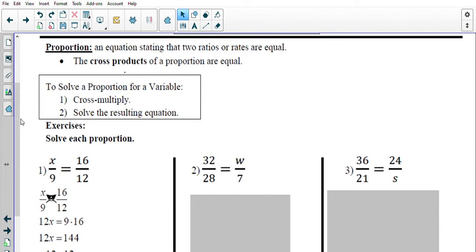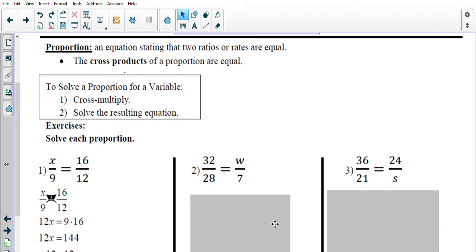This helps us because if we're given a proportion, like the examples 1 through 7 down below, and we have a missing value in that proportion, we can solve for it by cross-multiplying and solving the resulting equation. This is also going to apply to some algebraic concepts.